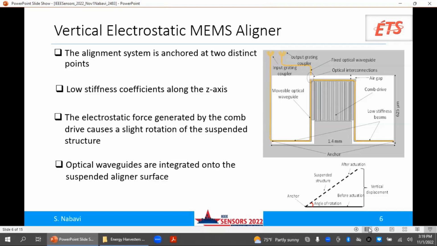Here in this schematic, yellow color represents the optical waveguide. As you see, the optical waveguide is routed on the entire suspended device. I have an input waveguide, to which I can apply the optical signal, and I have the output grating coupler, which can measure the received optical signal.